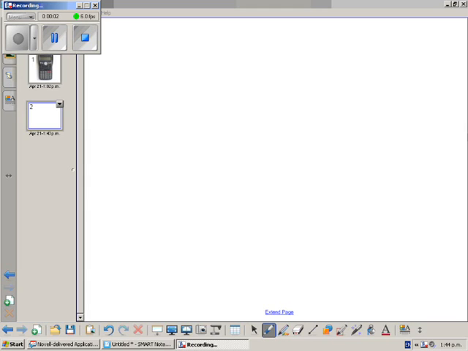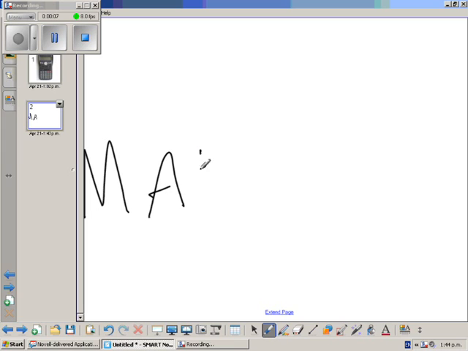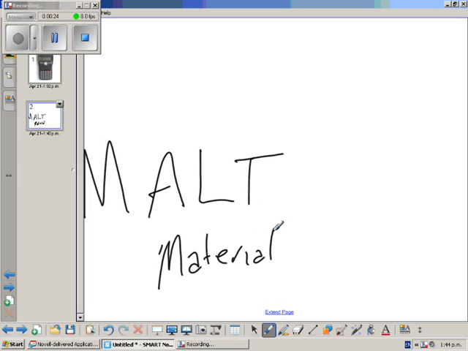We're going to look at the resistivity of conductors, and there's a word that we use, MALT. MALT helps us to remember the four factors that affect resistance, and we're going to look at these one by one. The first one, starting with M, is going to be material.